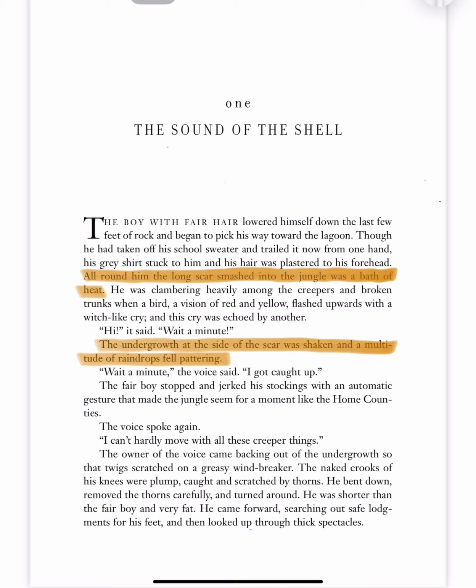The same page also shows something very important about the type of island and jungle on which the characters are. When the second boy said, "I can't hardly move with all these creeper things," it means this is the first time that there are human beings on this island. Why? Because there are no trodden ways on the island. So that's why this is an uninhabited island.